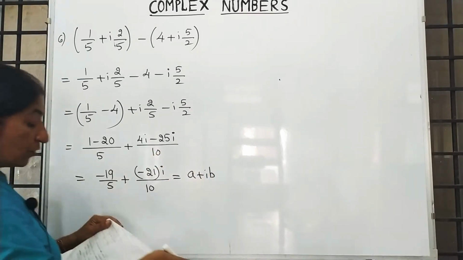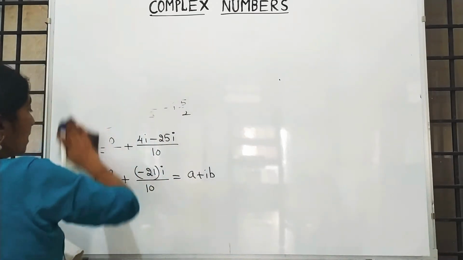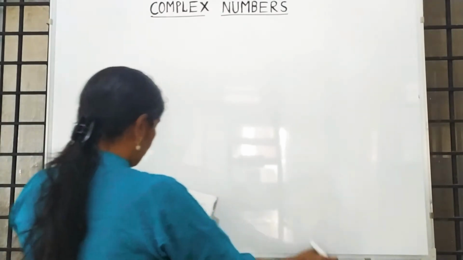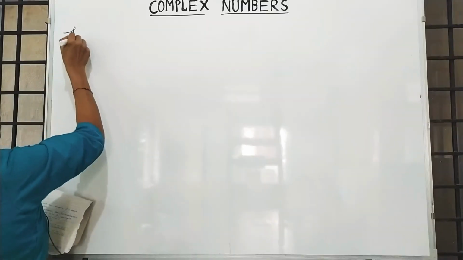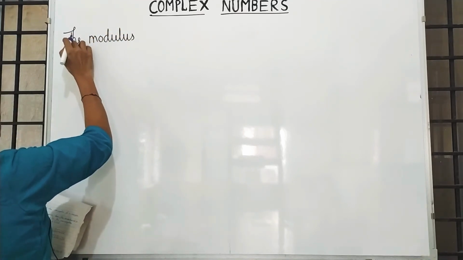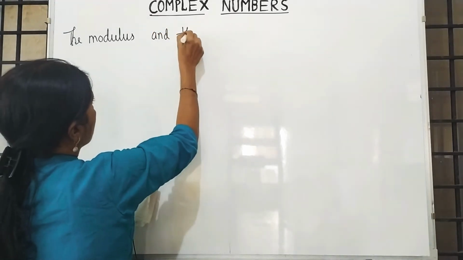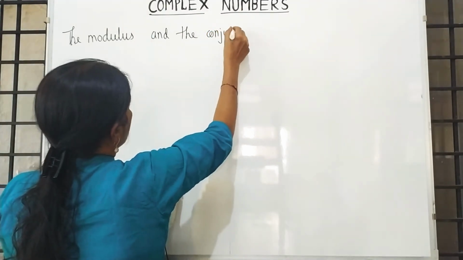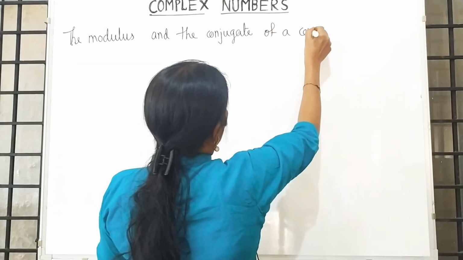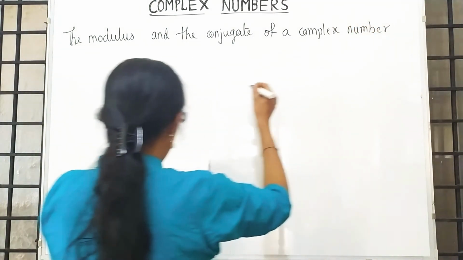Now, I am moving to the important concept of this complex number chapter, and whatever I am giving, please learn it carefully because in the second year CET we have one question from this chapter. The modulus and the conjugate of a complex number.